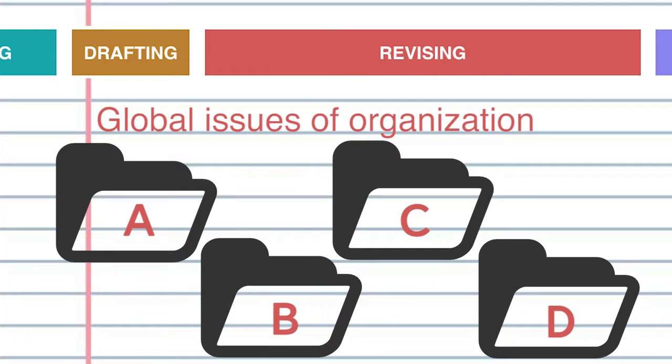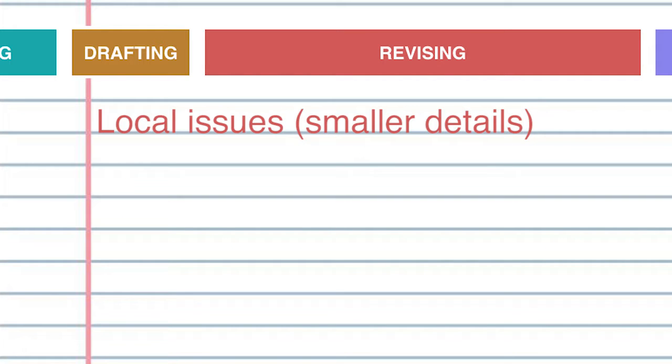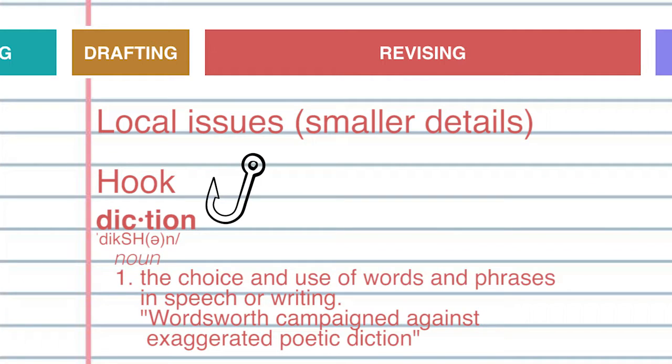There are also local issues that I think are important, looking at the hook. How did you open? How did you draw in the audience in your first couple of sentences? Examining the language that you're using, which is the diction of the piece, thinking about your audience, thinking about how you're conveying your ideas and using the best word possible.